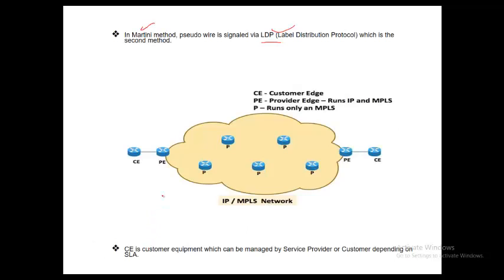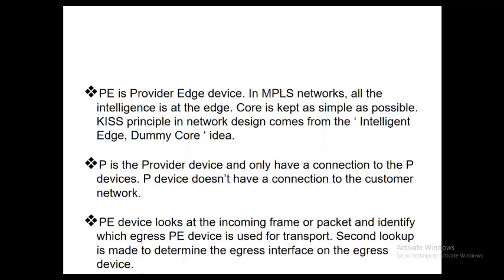So here we can see the customer edge router and provider edge router. There is IP and MPLS running inside this, and then the P routers run only MPLS. There is no IP. Customer edge is customer equipment which can be managed by the service provider or the customer depending on the service level agreement. So you know what it is. Now let's go to the next one. These are all simply explaining these fundamentals. What is a P router? Okay.